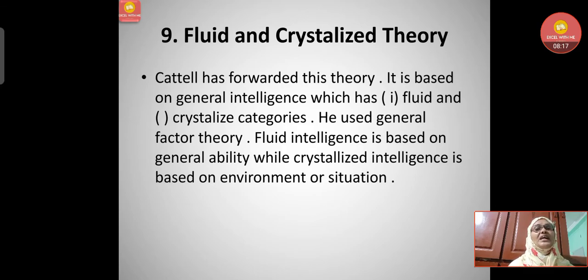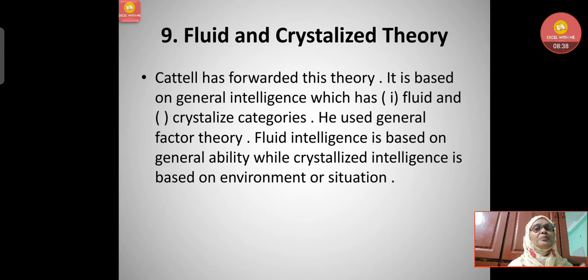And next one is the ninth one, the fluid and crystallized theory. Cattell has forwarded this theory. It is based on general intelligence, which has fluid and crystallized. Fluid means liquid type, flowing. Crystallized means the hard part, the stagnant one. He used the general factor theory in this.